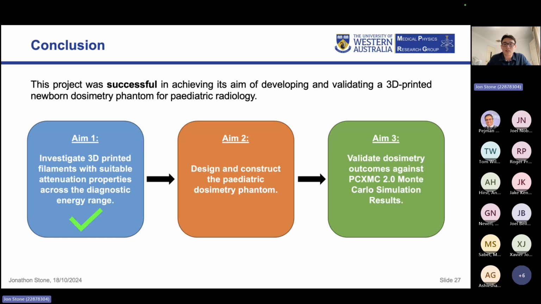Aim 2 was to successfully design and construct the pediatric dosimetry phantom, which we were successful in doing again. Then aim 3 was to validate the dosimetry outcomes of our phantom against P6MC 2.0 Monte Carlo simulation results, which again, our results were quite close, conforming to the simulation and actually better than anything seen in the literature so far.